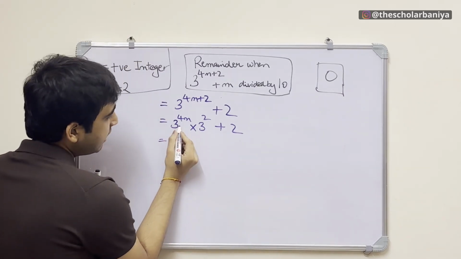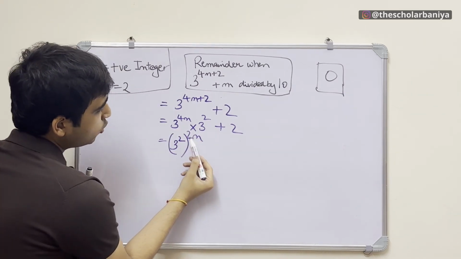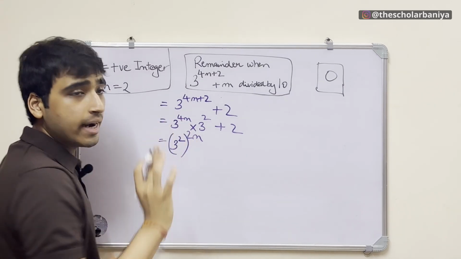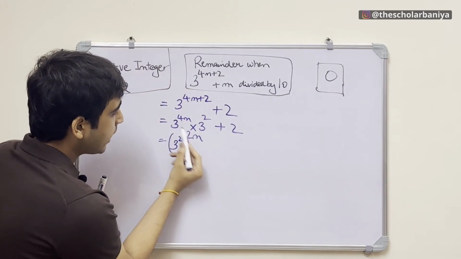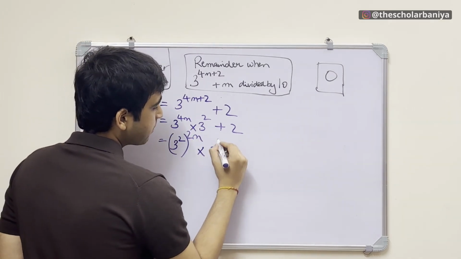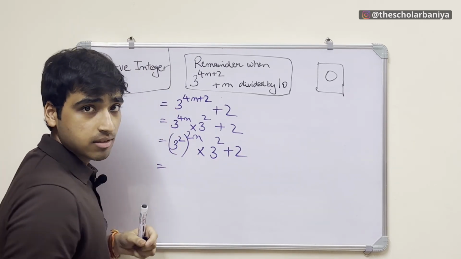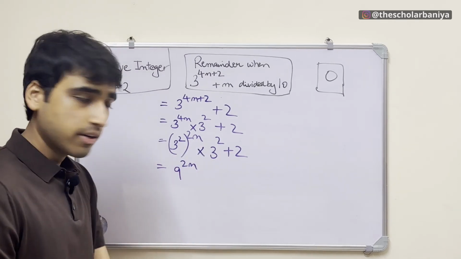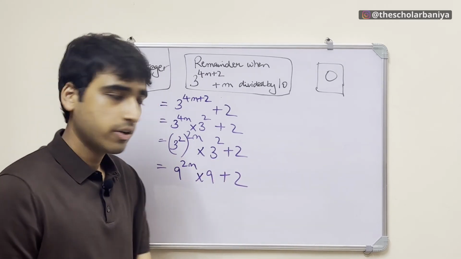Okay, now we can write this as 3 to the power 2, to the power 2n. So 2 into 2 is 4n. So we can write 3 to the power 4n as 3 square to the power 2n, right? Into 3 square plus 2. Now what is this? 3 square is 9. So we can write 9 to the power 2n into 3 square, which is 9, plus 2, right?